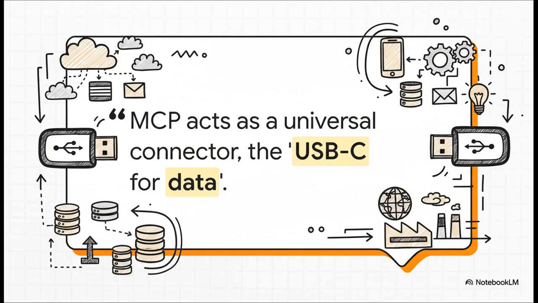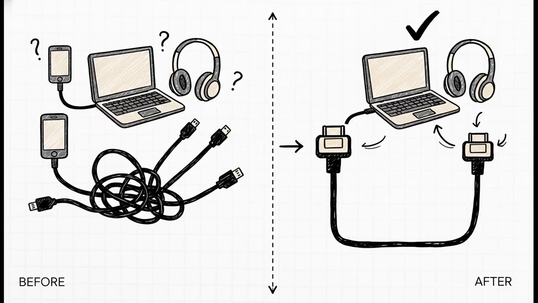Now, to make this idea really stick, here's the best way to think about it. MCP wants to be the USB-C for data. Seriously, if you remember one thing from this, remember that analogy. I mean, think about it, right? You don't need a different charger for your phone and your laptop and your headphones anymore. You just need one USB-C cable. MCP is trying to do that same beautiful, simple thing for AI, creating one single standard way for a model to plug into any tool, any database, any API out there.